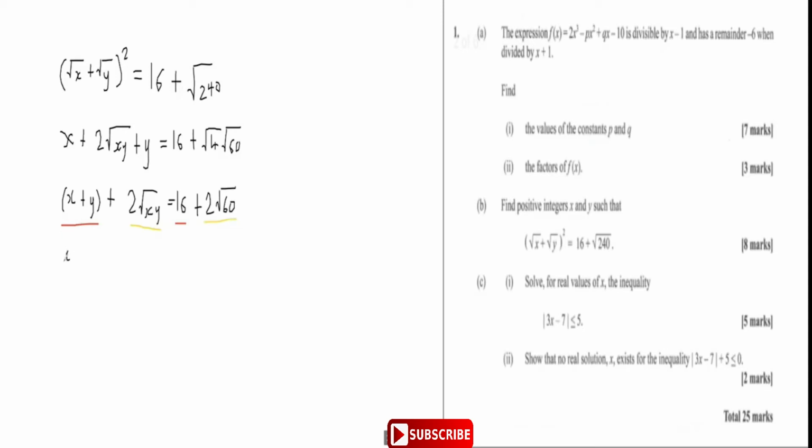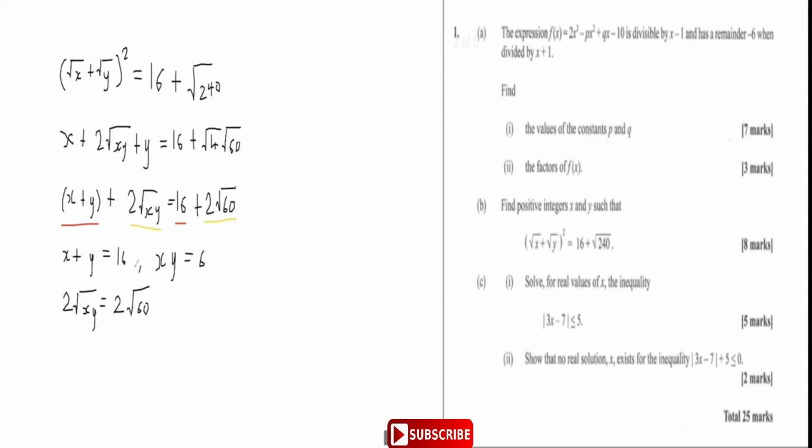So x plus y is equal to 16, and then from this it's telling me that 2 times the square root of xy is equal to 2 times the square root of 60. That's what that is telling me. Now if 2 times the square root of xy is equal to 2 times the square root of 60, then really and truly the next equation they're getting at is just that x times y is equal to 60.